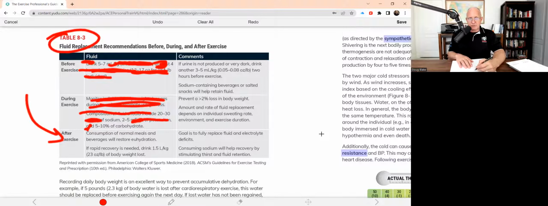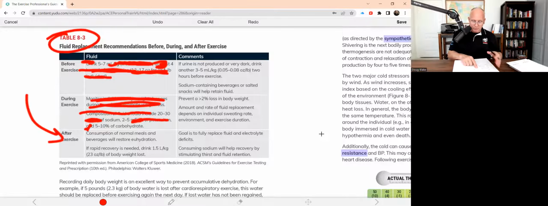Comments: urine is not produced or very dark, drink another 3 to 5. So basically that's low output. Very dark means that your concentration is very high of uric acid, and so urea. So the urine is low output. 3 to 5, 2 hours. Okay, those are your comments.